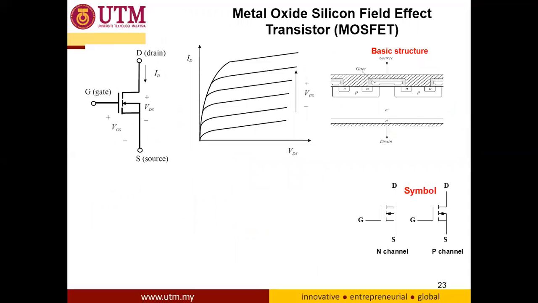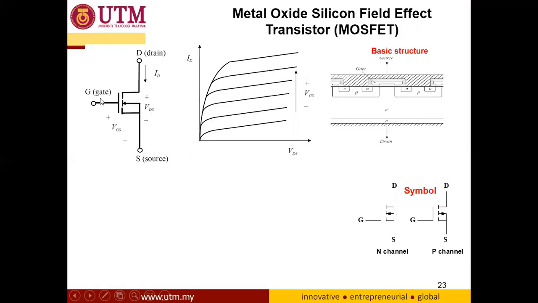Okay, the second transistor that we want to discuss is what we call the MOSFET. So this is the symbol of the MOSFET. Similar to the BJT, we have N channel and P channel. So you need to know the N channel and the P channel symbols. And these are the terminals, which you also need to always remember: drain, source, and also gate here.